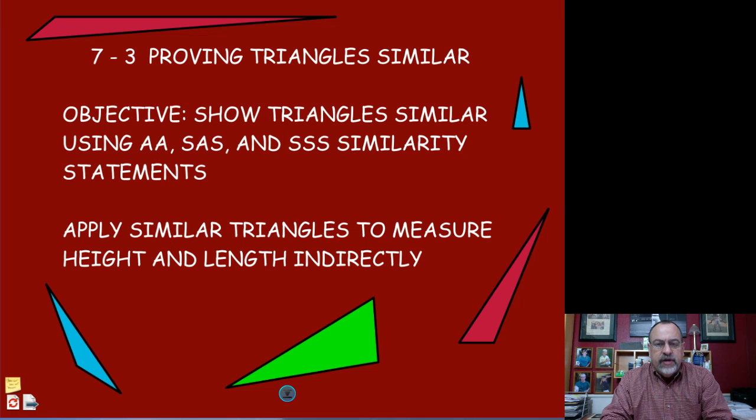Now, similar triangles, I think, actually become a little bit more powerful than congruent triangles. You remember earlier in the year when we looked at congruent triangles, once we proved that two triangles were congruent, we could use CPCTC then to say that the corresponding side that we didn't use is equal to another corresponding side. And that was good for figuring out lengths if the triangles are equal.